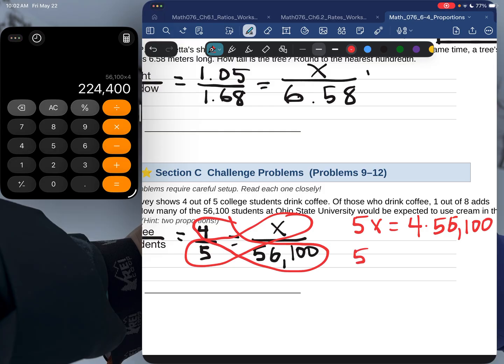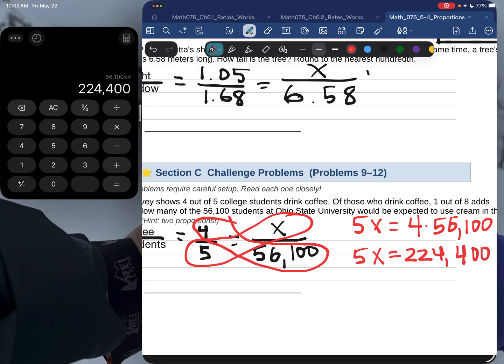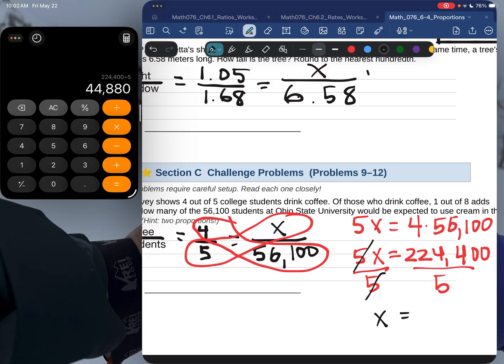So I get 5x equals 4,000. And now I want to get x all by itself. I'm going to divide both sides by 5. My 5's cancel. So I get x equals 44,880, which makes sense because you would expect that, out of 56,000, it would be about 80%, so about 44,000. That sounds very reasonable to me.